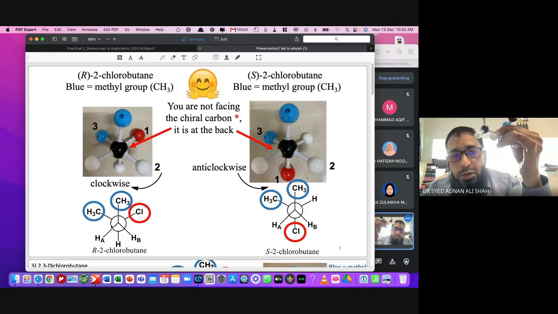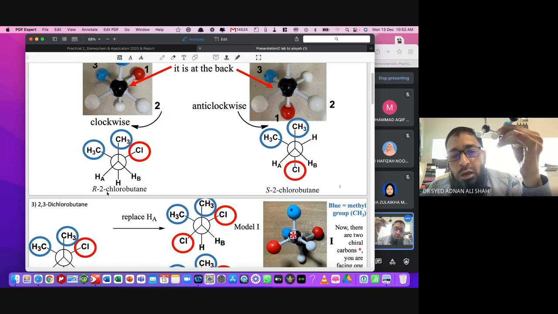For example, you have 2-chlorobutane. This is the carbon, this is the hydrogen, and this one is the hydrogen, CH2 and CH3. And at the back, you have the carbon with the hydrogen, methyl group, and chloride group. This is how you have to make the Newman projection of 2-chlorobutane.